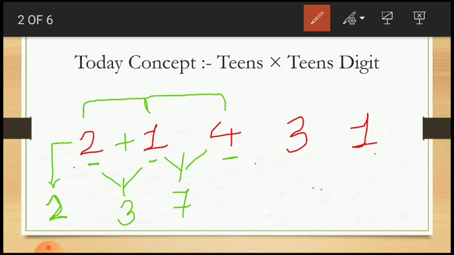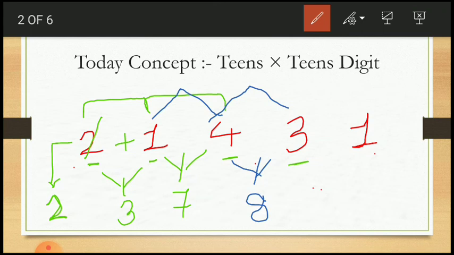Now you are in the second place from the last, and before 3 there were 3 digits, but here we require only 2 digits, so cancel the 2. Now we get 3 digits here, so you add 1 plus 4 plus 3. When you add 1 plus 4 plus 3, your answer comes 8.